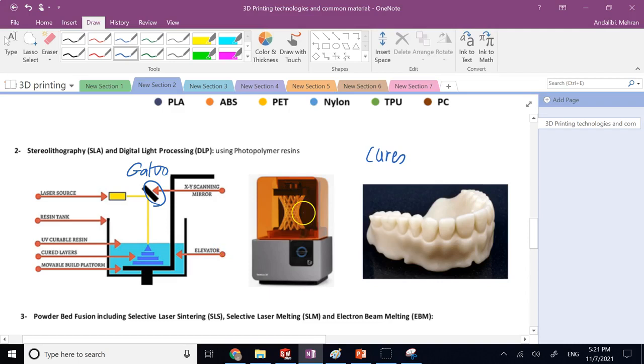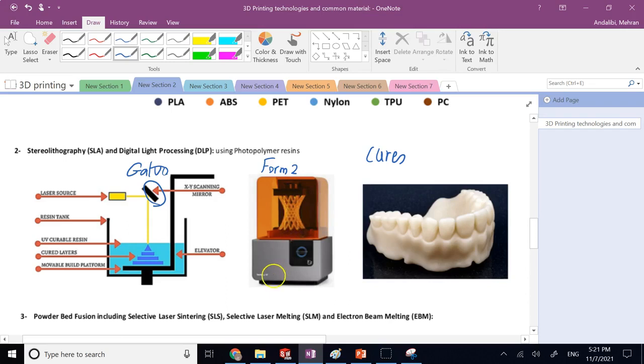A few things about this: one of the most famous resin printers is called the Formlabs Form 2, okay, which we have in our lab. It's a very good, reliable printer. It has some limitations on other things that we are going to talk about.